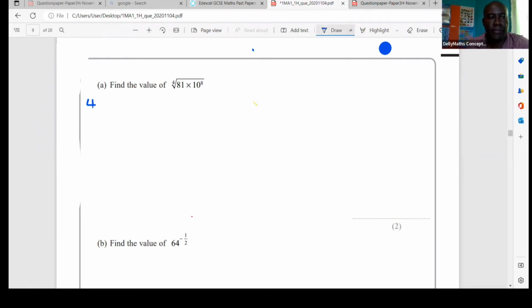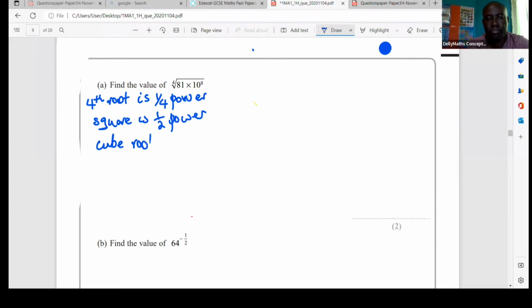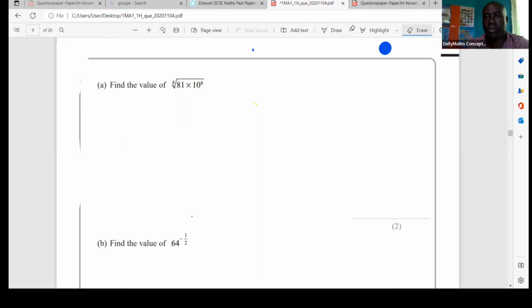So the fourth root is a quarter power, right? That's a quarter power. Square root, just more ideas, is half power. And a cube root or third root is 1/3 power. So those are just stuff that we will be using.